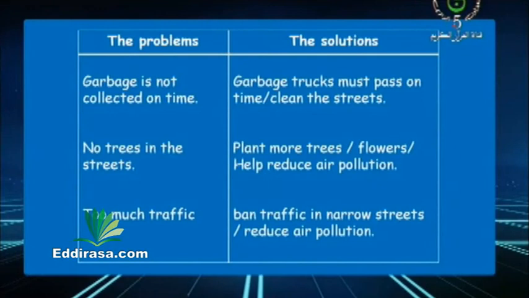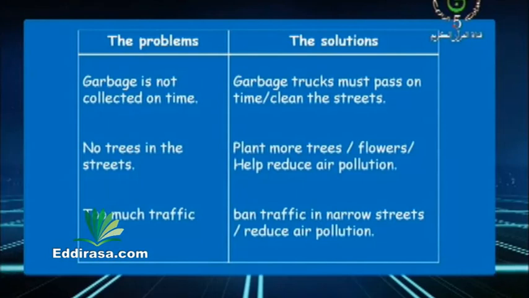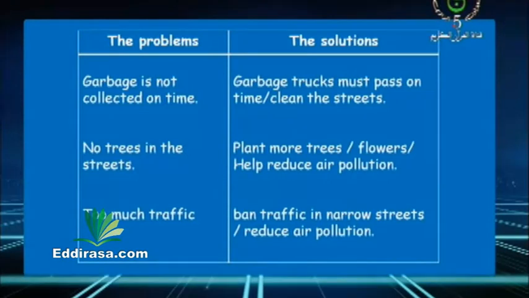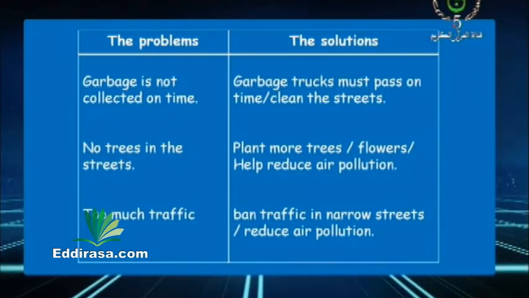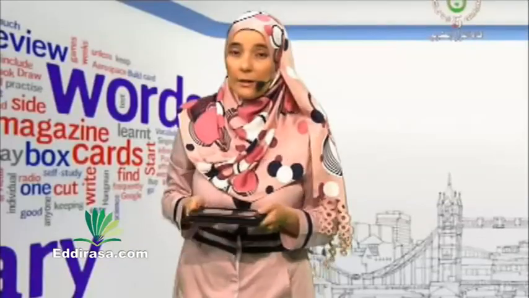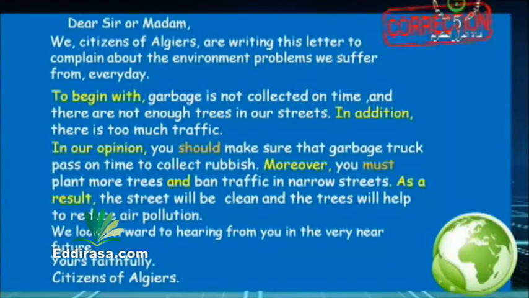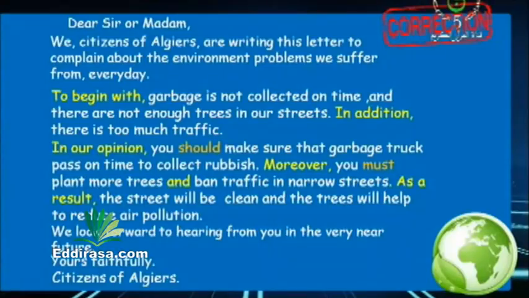Here are the solutions. Of course, the garbage trucks must come on time, clean the street, and then we have to plant more trees and flowers to help reduce air pollution and ban traffic in narrow streets to reduce also air pollution. All right, so we have the problems, we have the solutions. All you need to do is to join them, make sentences, just like the letter of complaint you are going to read with us right now. Okay, then now here is how the letter of complaint should look like. Just make sure you use the connectors, all right, to link between the solutions for the different problems, okay?